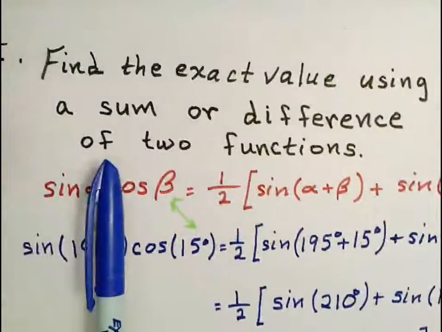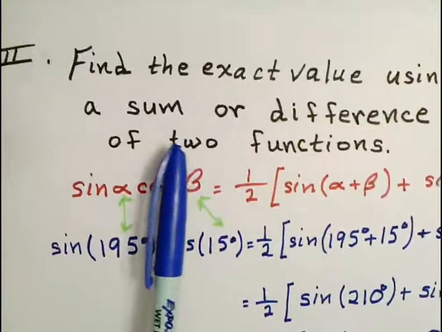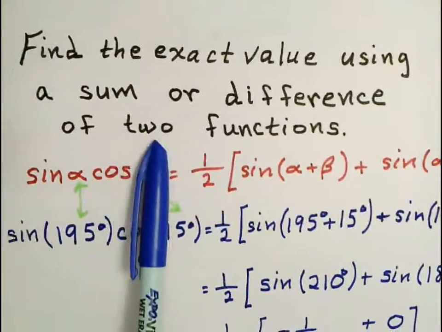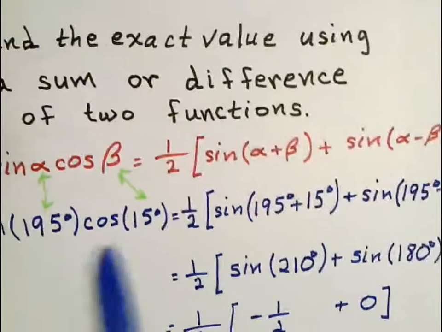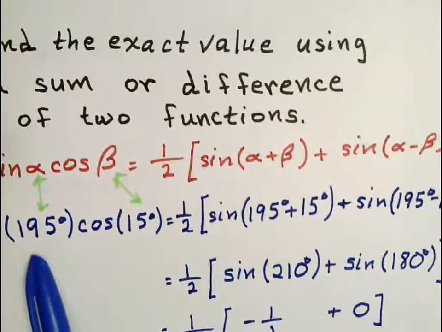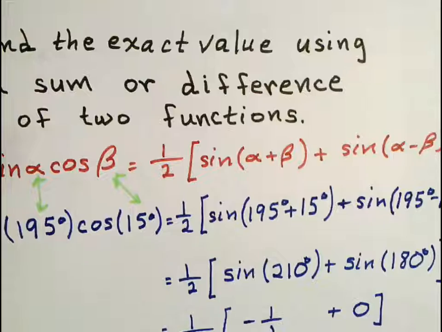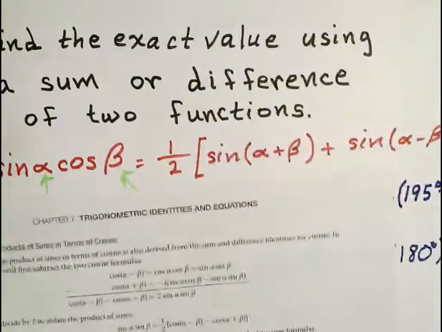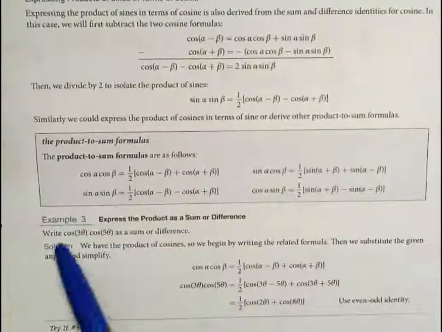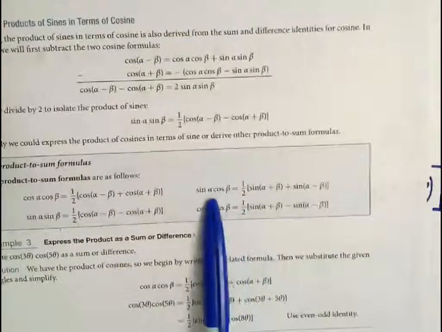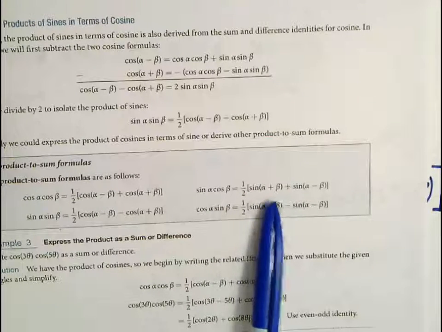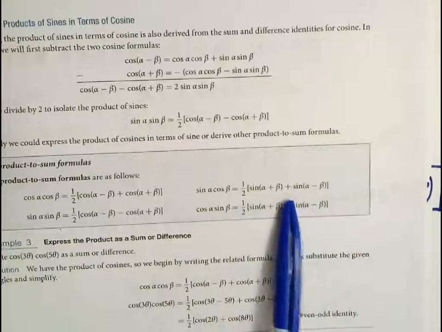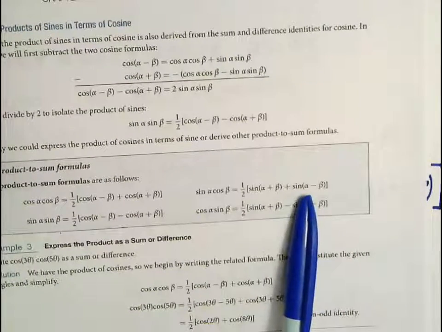Let's look at another example. It says here, find the exact value using a sum or difference of two functions. This is the problem right here: the sine of 195 degrees times the cosine of 15 degrees. So I go over to my product to sum formulas, and it's a sine times a cosine. You see a sine times a cosine is equal to 1/2 times the quantity sine of alpha plus beta plus the sine of alpha minus beta.